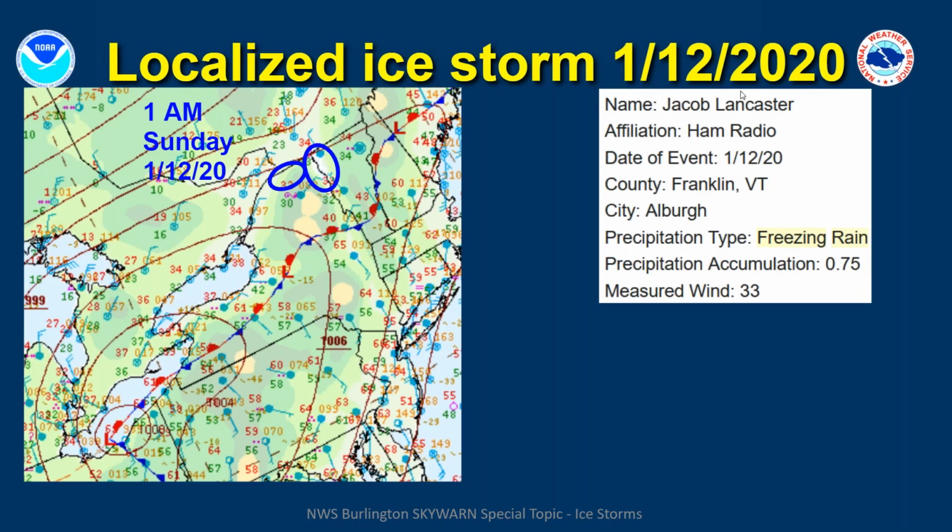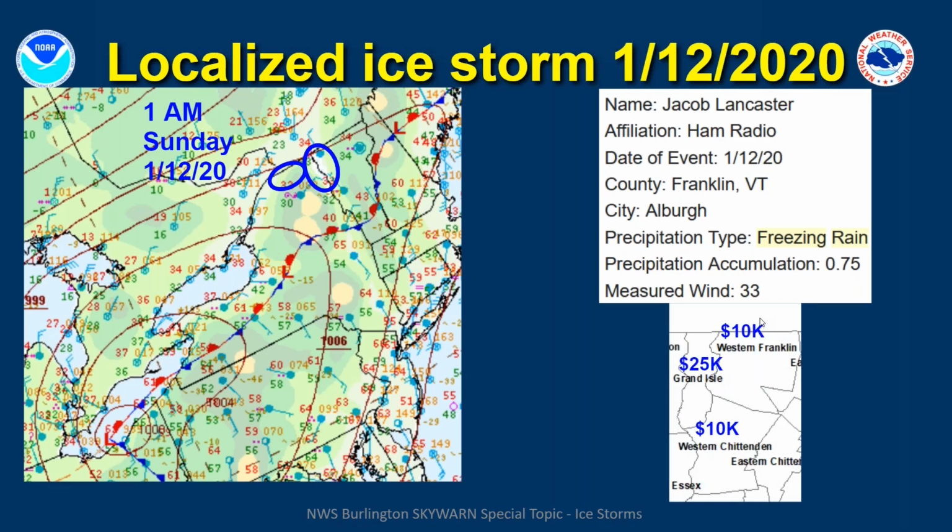So it turned out we indeed were able to get freezing rain. In fact, in this report, that was very helpful from Jacob Lancaster, we saw a combination of both freezing rain accumulation of 3/4 of an inch and some strong wind of 33 miles per hour. So because of that combination of wind and freezing rain, we did indeed suffer some reports of damage. So these are some estimates for these 3 zones in Western Chittenden, Western Franklin, and Grand Isle counties in Vermont.